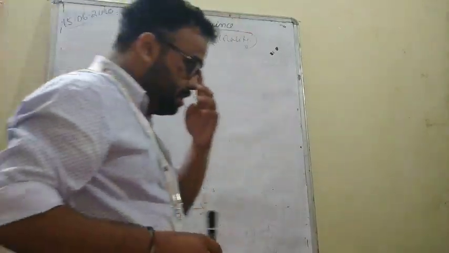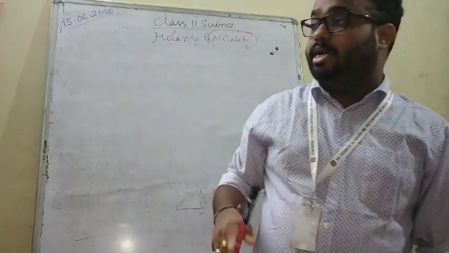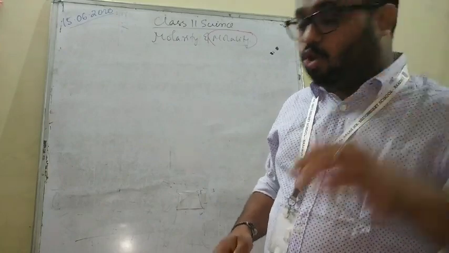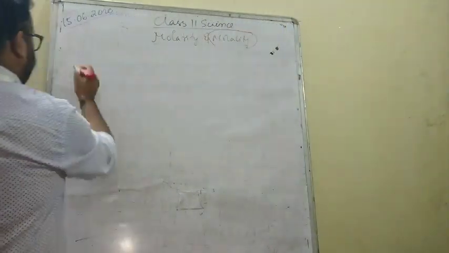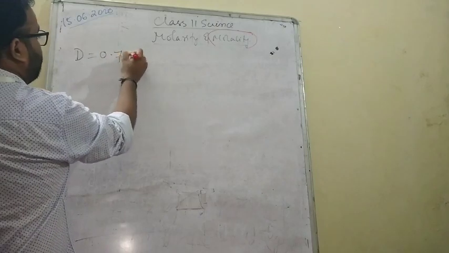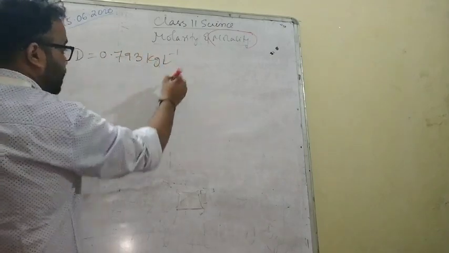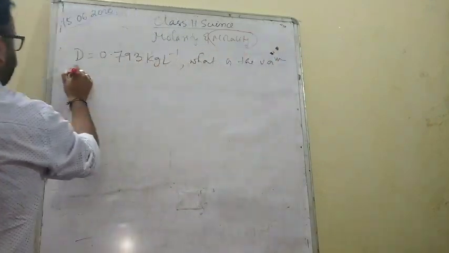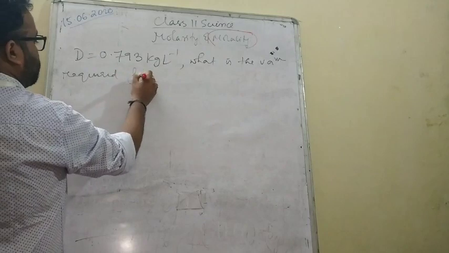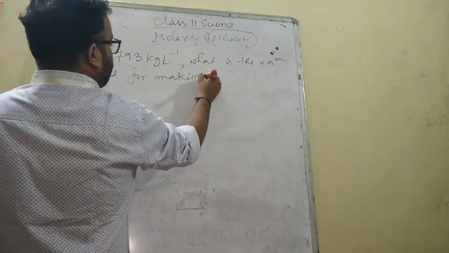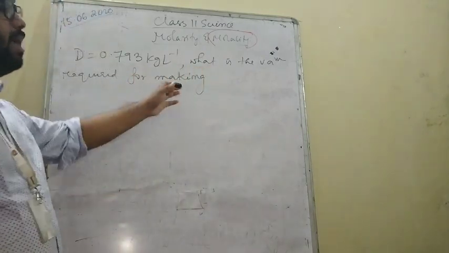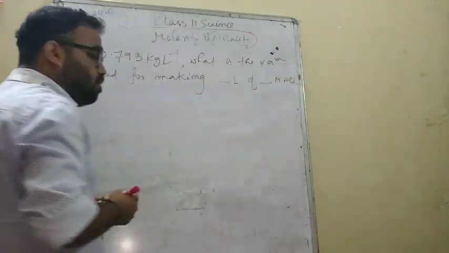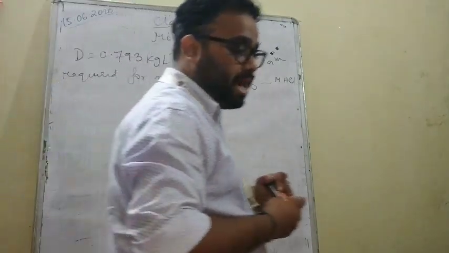In the same way, there is a question after the glucose one, which we solved today. After the glucose one, the question says that if the density is 0.739 kg per liter, then what is the volume required for making something liter of some molar HCl? The question is given to you or not? It is the question after the glucose question we did today.